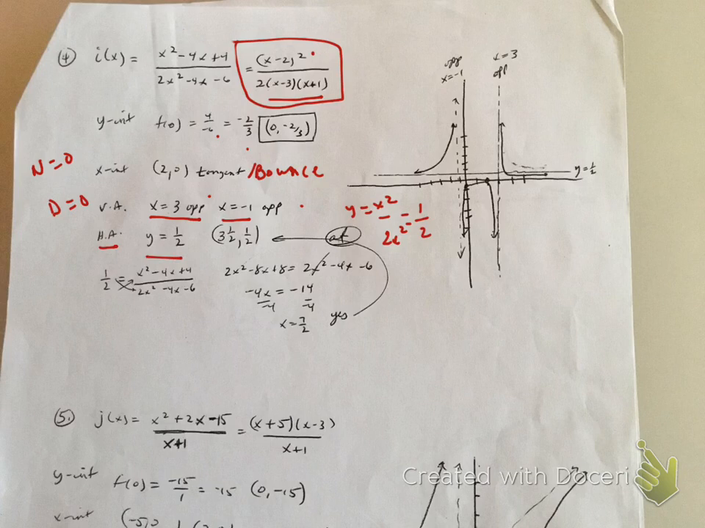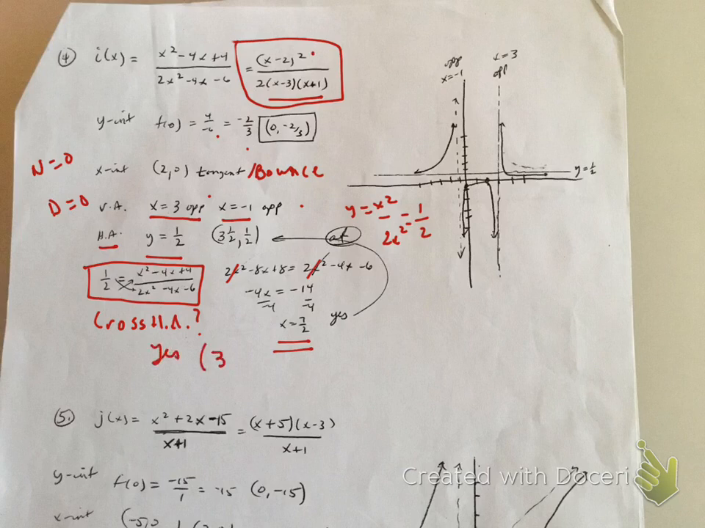Now, does it cross the horizontal asymptote? If you set the horizontal asymptote equal to the function and solve, the 2x squared terms subtract out and eventually you end up with this answer. So it's going to be a yes. It's going to be at the point 3 1/2, 1/2. It's listed right here, but I guess I didn't write it down as well as I should. Time to update these notes.